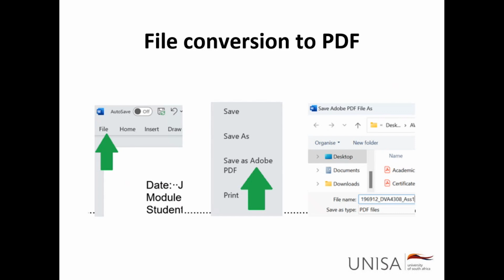So when you type your work in MS Word, you would simply go to the file option, and then you will see there is the option to save as Adobe PDF. That is what you will use. You will say save as Adobe PDF, and then you will go to your specific submission where you want to save it in your file on your computer. So that's how you would convert it by using the save as Adobe PDF option.